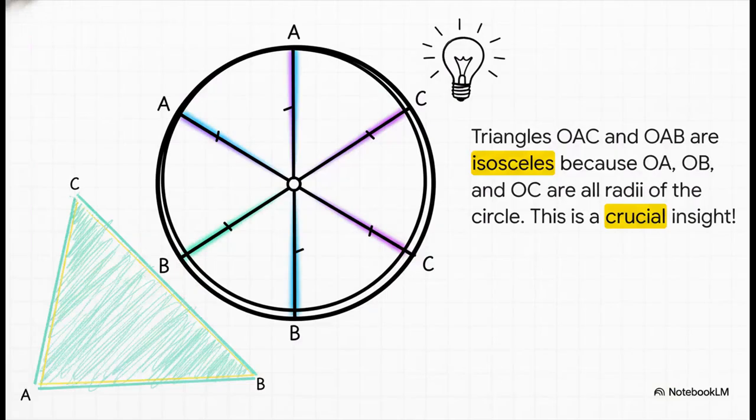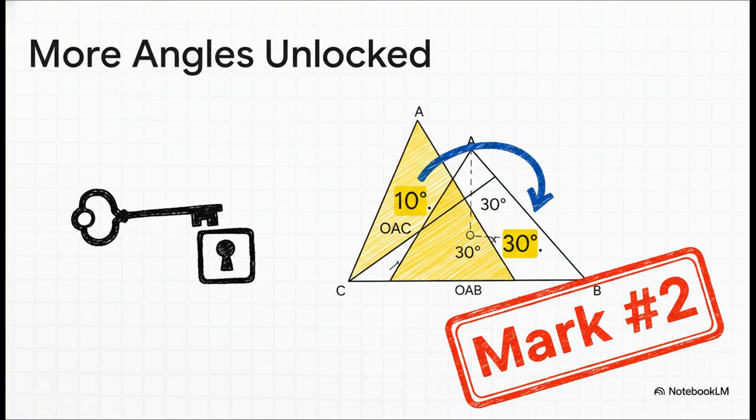Easy enough. Now here is the real game changer. You have to spot this. Lines OA, OB, and OC, what are they? They're all radii of the circle, and that means they're all the same length. So what we've actually got here are 2 hidden isosceles triangles, OAC and OAB. And you know what that means for isosceles triangles, right? The base angles are equal.